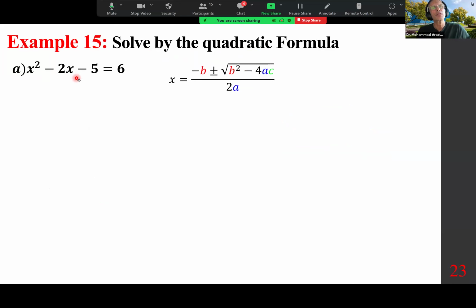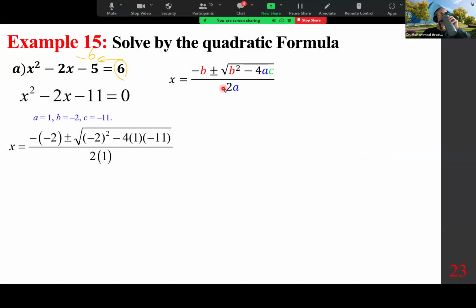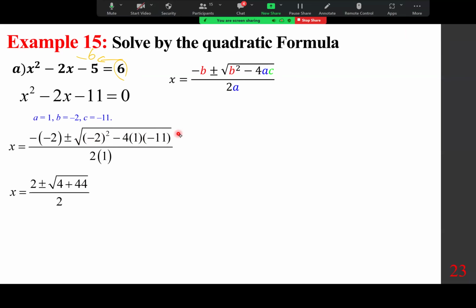All right, x squared minus 2x minus 5 equals 6. Number one, you're going to move the 6 and it becomes negative 11 with negative 5. A is 1, B is negative 2, C is negative 11. And we're going to throw it into this formula. This is positive 4. This is positive 44. They add up to 48.